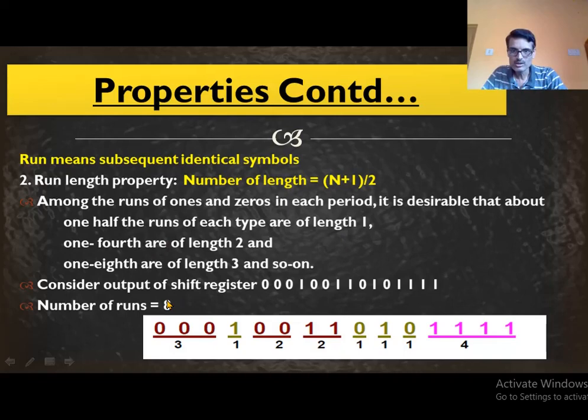And 1/4 means 8 by 4, that is 2, with a length of 2 bits. This is 1, this is another one, only 2. And 1/8, that is 8 by 8, only 1, that is this one. And the remaining is always equal to 1 only, the highest next number with a length of 1 only. So this property is actually called the run length property.